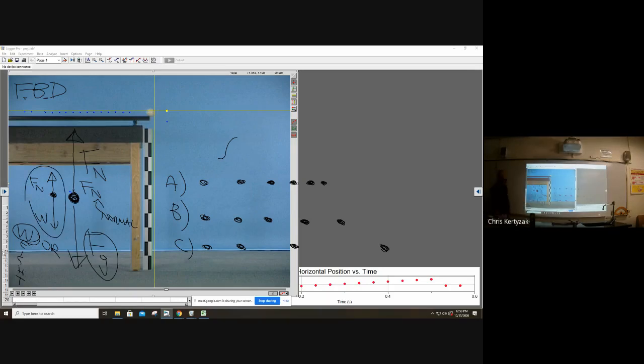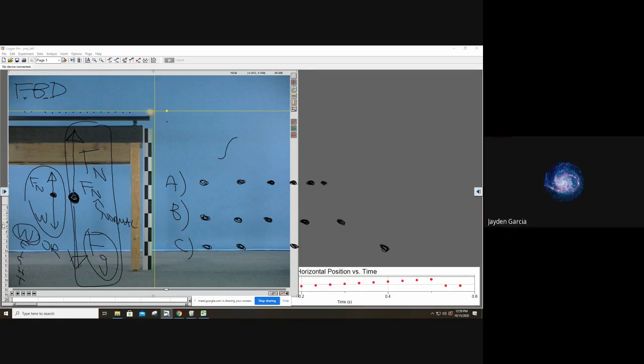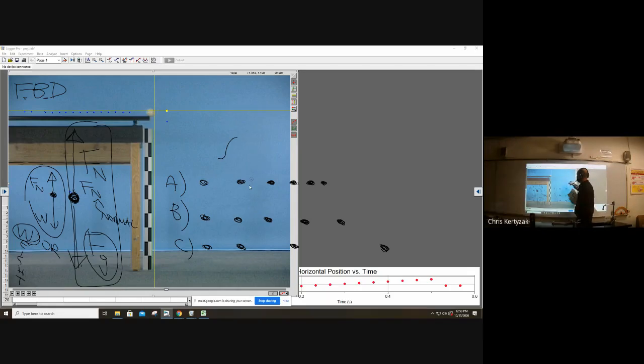But there is no net force. This is correct, the way I drew it here. What is the net force? Net means you have to add these vectors up. Zero. Yeah, good job. It's vector addition. What is this plus this?